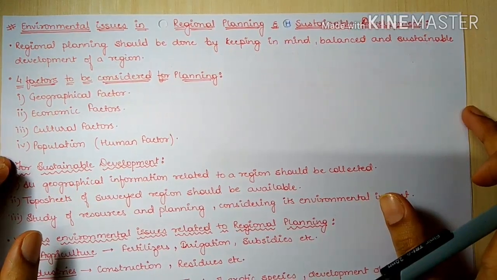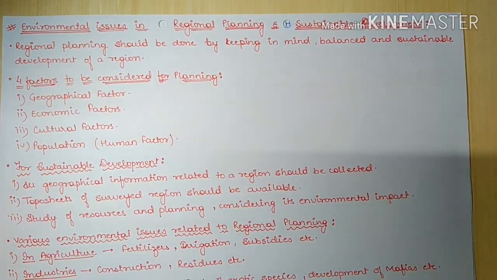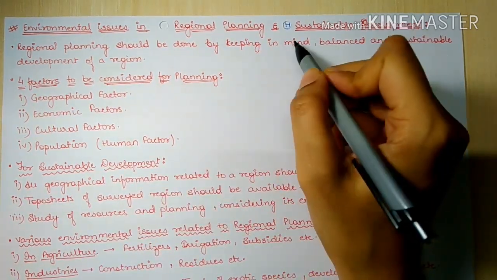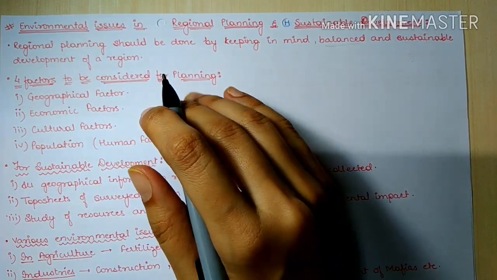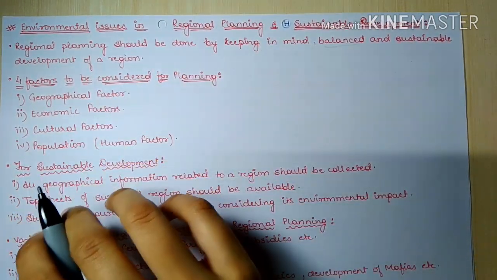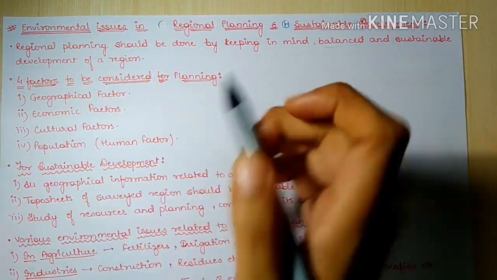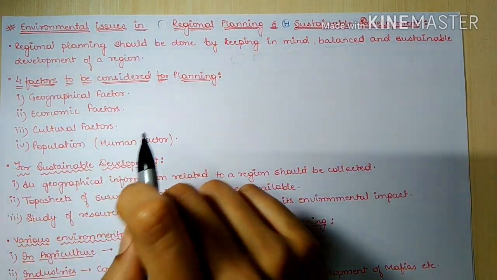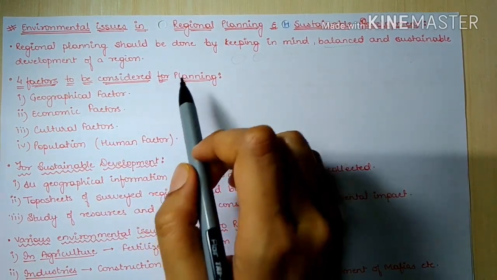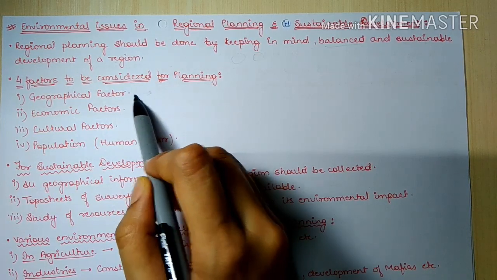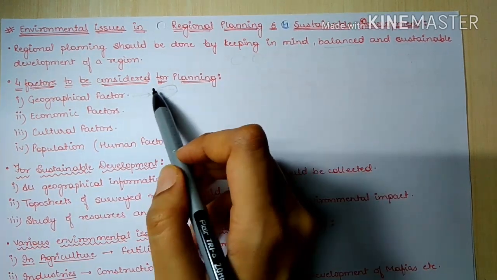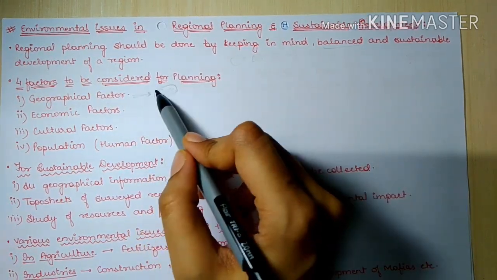Now, after regional planning, we will look into environmental issues in regional planning and their sustainable development. Regional planning should be done by keeping in mind the balance, sustainable development and the environmental impact. We have to consider the environment and the people and the society that will be affected by this development or planning. Four factors should be considered for planning. First is the geographical factor, whether the region is suitable for the planning to execute, whether the execution will be perfect in this region.